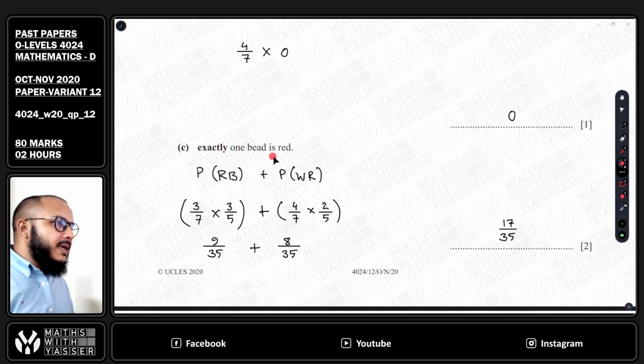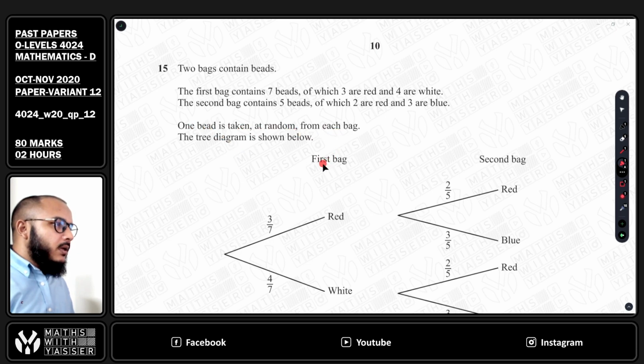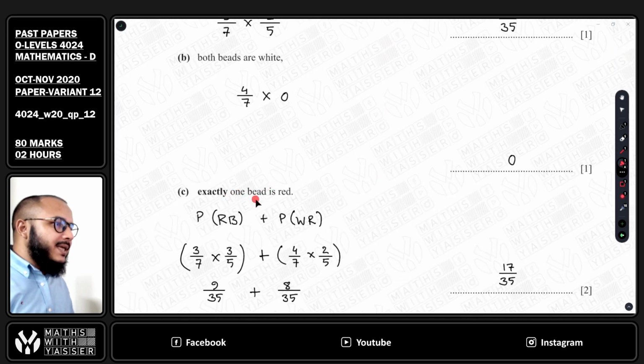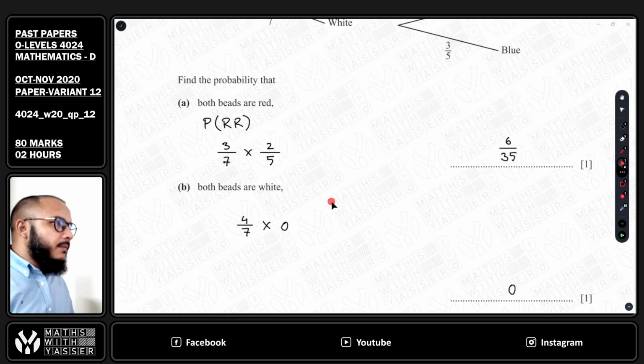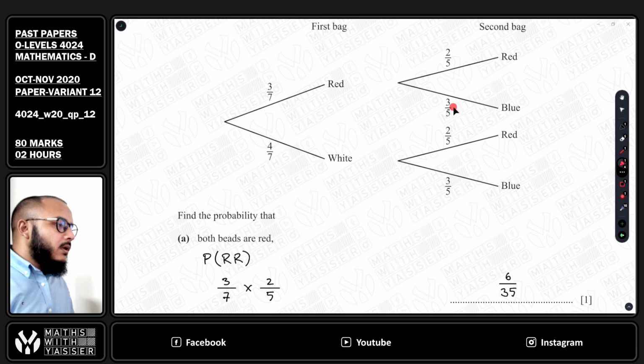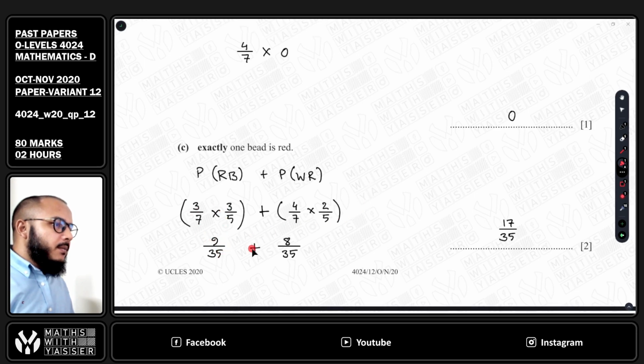Then it says exactly one bead is red. Since the question said that one bead is taken at random from each bag, we are taking 2 beads, one from the first bag and one from the second bag. At the same time, exactly one bead should be red. So the options could be red and blue, or I can take white from the first bag and red from the second bag. Red and blue will be 3 over 7 times 3 over 5, and or means plus, so 4 over 7 times 2 over 5. That gives us 9 over 35 plus 8 over 35, and that eventually gives us 17 over 35.